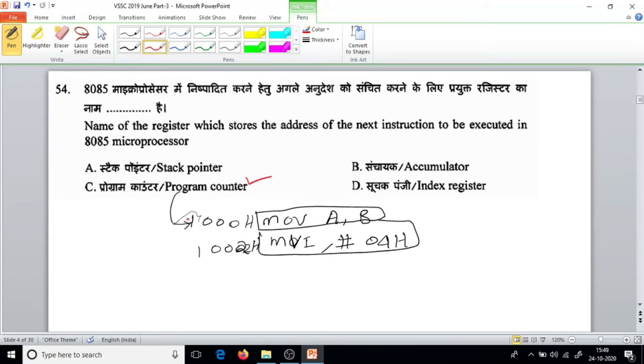Now one more thing. See, there are two 16-bit registers in 8085. This program counter is also 16-bit. Then this stack pointer is also 16-bit.